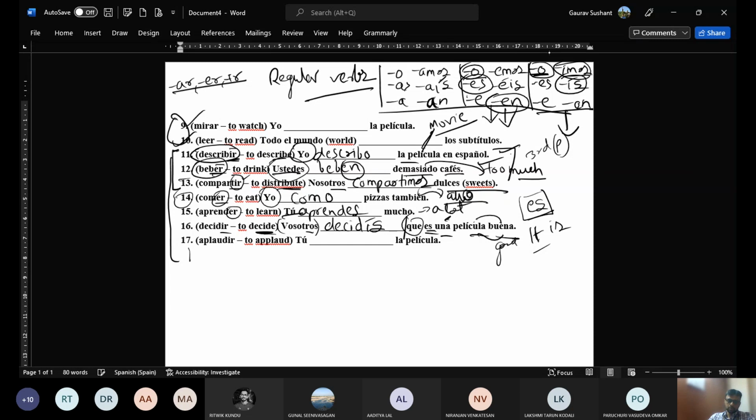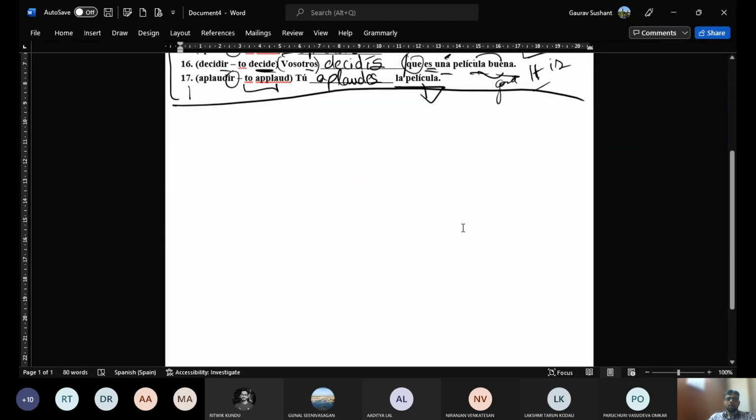Number 17, aplaudir. Okay, so according to the conjugation of IR, you have to put this ES in the end after removing IR. So tú aplaudes la película. So aplaudir is to applaud. So you applaud the movie. Okay. So this is how we are using the regular verbs in Spanish. Okay. Remember this thing. You will never be confused. You will be able to do all the types of exercises which are given related to this. Okay. Anybody has any problem, then ask. You can ask me. Otherwise, I will move ahead.